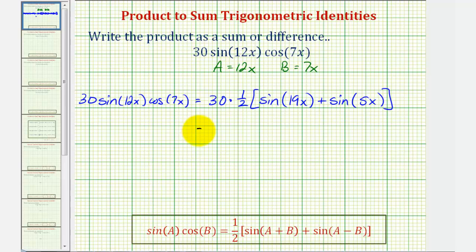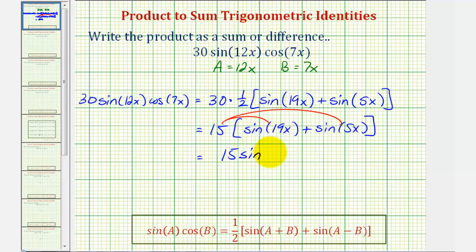Let's go ahead and simplify this. 30 times 1/2 would be 15. So 15 times the quantity sine 19x plus sine 5x. And we still have a product, so let's go ahead and distribute. We have 15 sine 19x plus 15 sine 5x. We now have the given product as a sum.